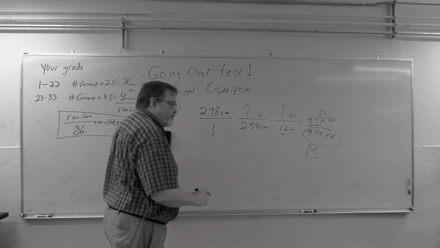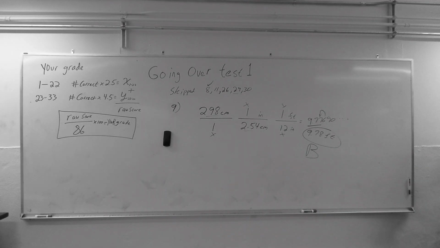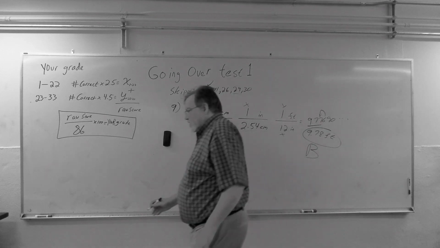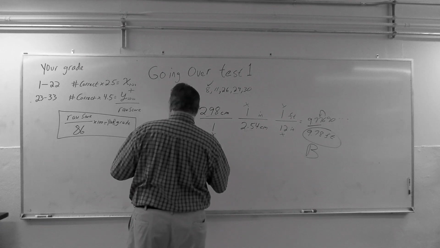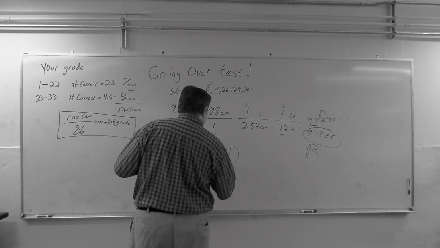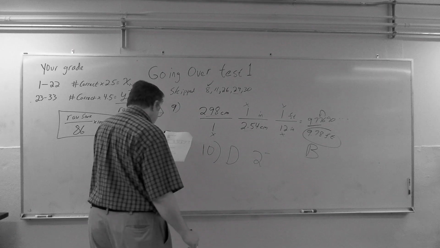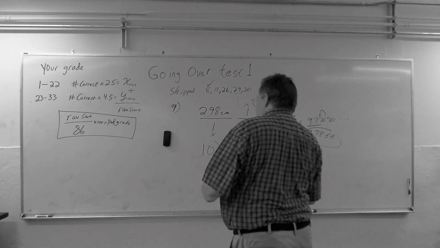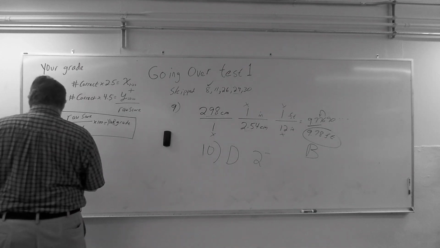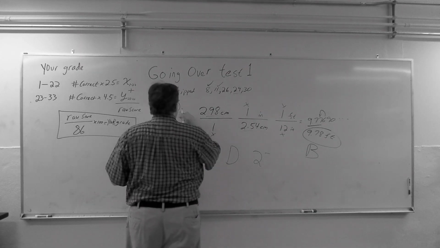Selenium ion. Look at the periodic table. There's selenium, you count to the right 2 times, so it should be 2 negative. That is D. 10 should be 2 negative for selenium. That's 10. Skip 11.